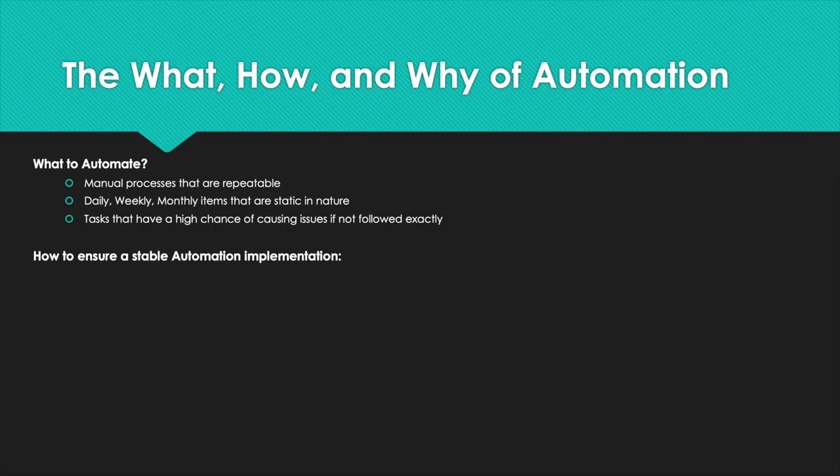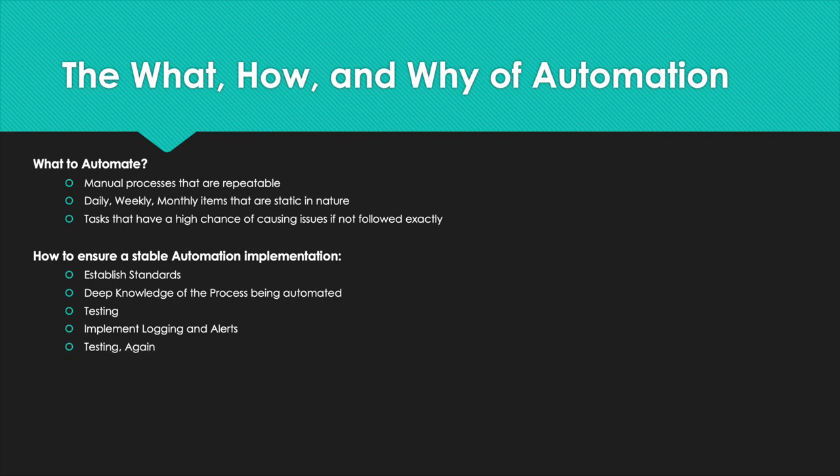So how do we ensure a stable automation implementation? We have to make sure that we establish standards, have a deep knowledge of the process that's being automated. We'll need to make sure we test, implement logging and alerts to ensure our automation solution is working the way that we want it to. And then we're going to test again. Testing is never more important than it is within automation solutions because you'll never be able to fully understand or know what's going on if you set it and forget it.